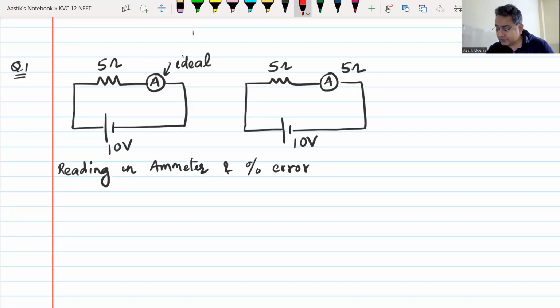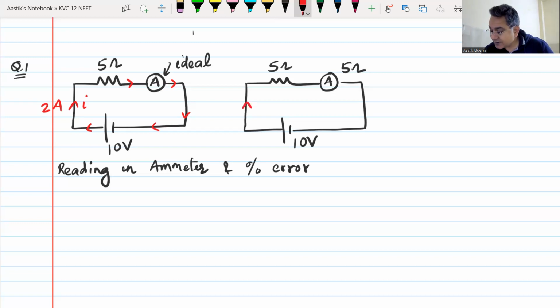So how am I supposed to do this? It's very simple. In the first case, I can find out the current. What is the current in the first branch? Total resistance is 5 ohms. Battery is 10 volts. You can apply Kirchhoff's law, but even without applying it, you can find the value of current. 10 divided by 5, it will be 2 amperes. The current in the first circuit is 2 amperes.